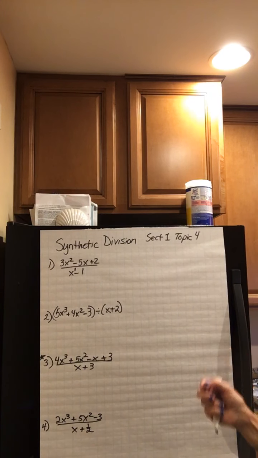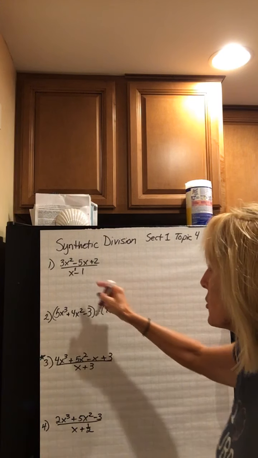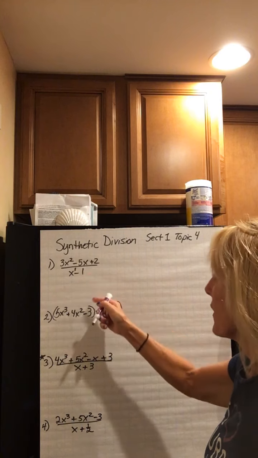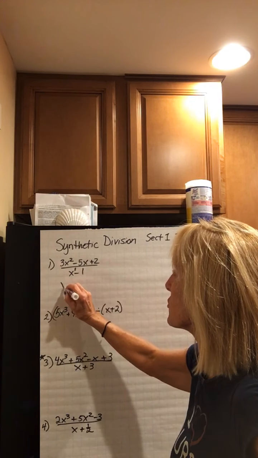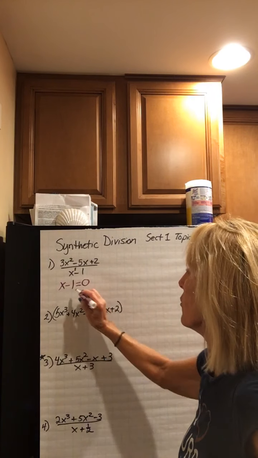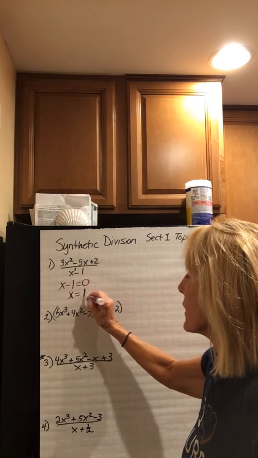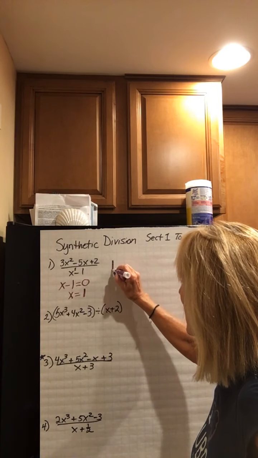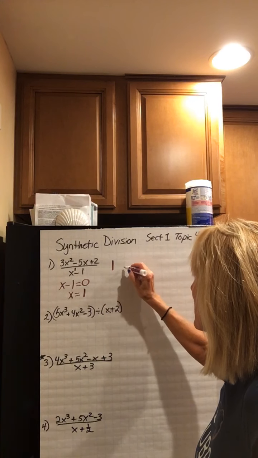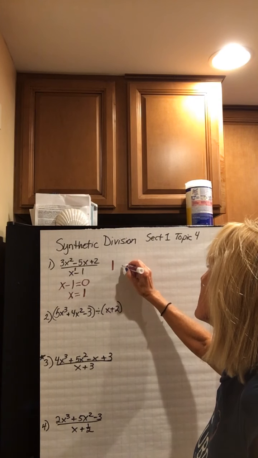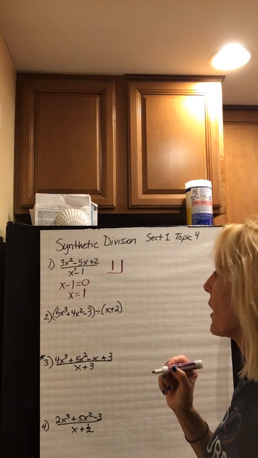So when you do synthetic division, here's the first step. You take the divisor right here and you find what's called its 0. To find its 0, you set it equal to 0 and you solve. So your answer is 1. And that's what you're going to use. You take this 1 and you set it outside and make a little box around it.